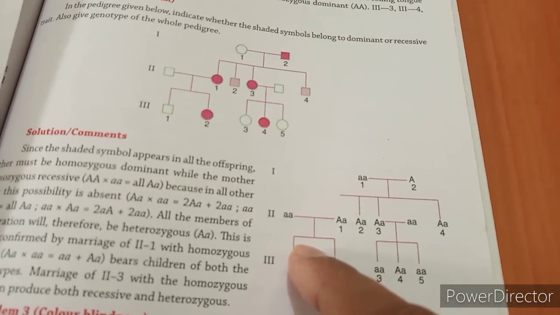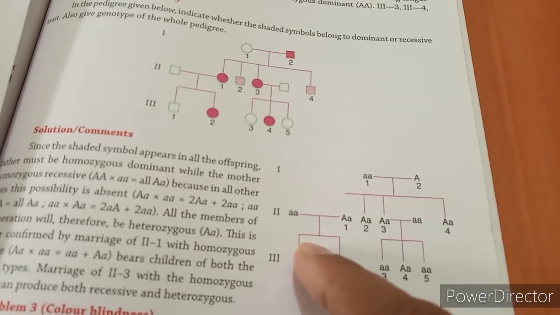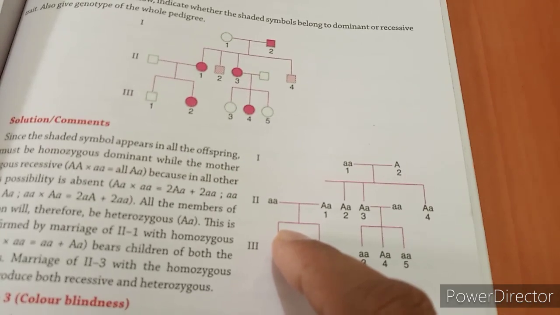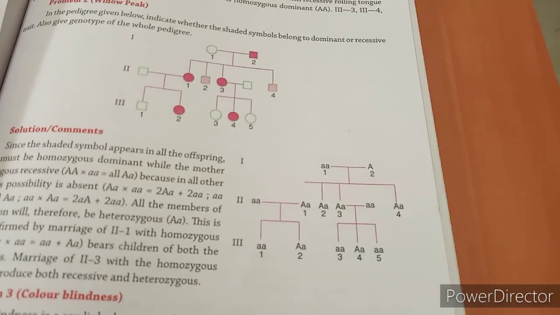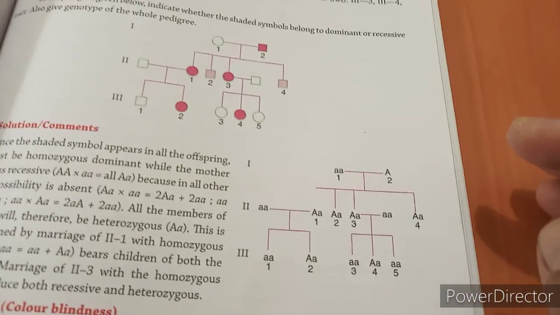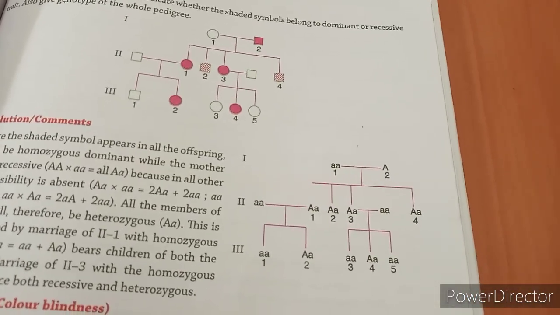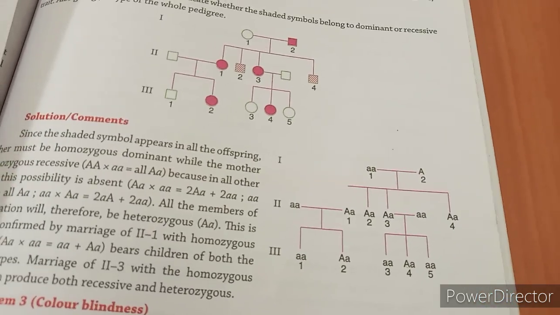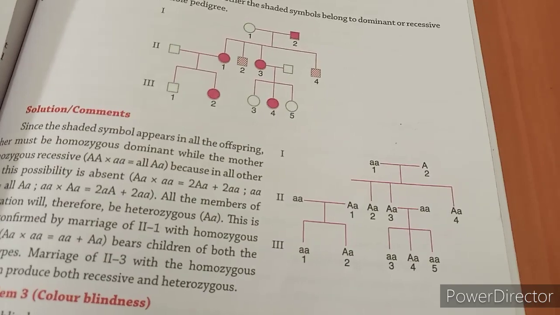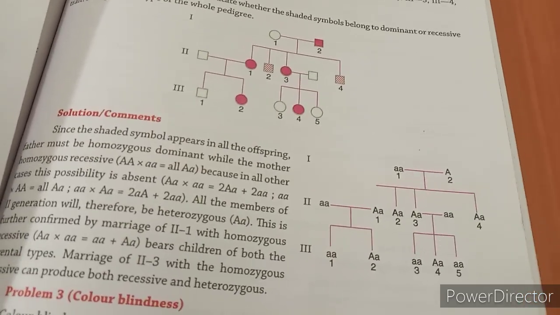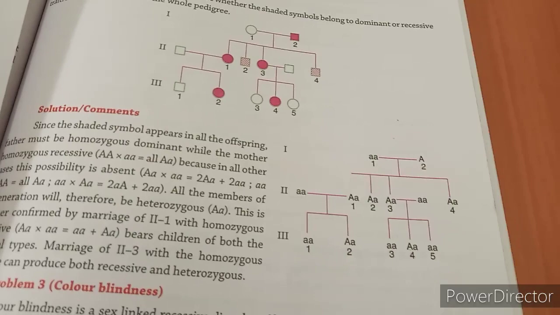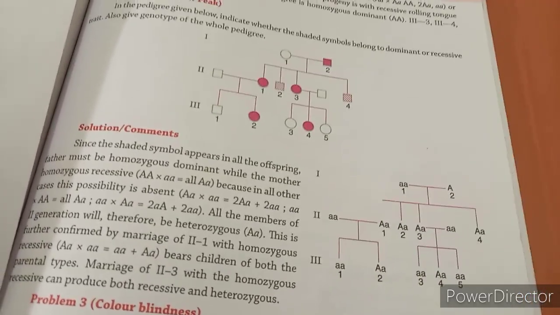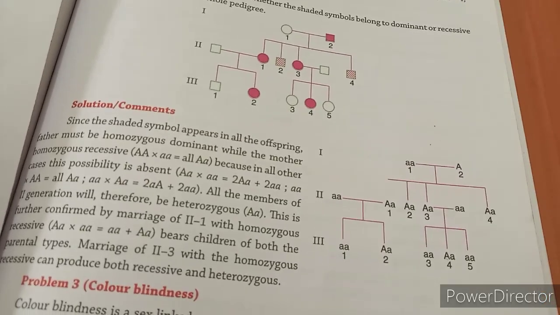Now, the third generation, that is the children born to them. The first daughter gives birth to a son and a daughter. The daughter receives the trait. The second daughter, who is also married, gives birth to three daughters, out of which only one daughter has that particular trait. So the shaded symbol appears in all the offspring born to the couple of the first generation.